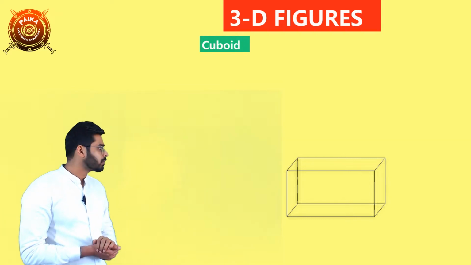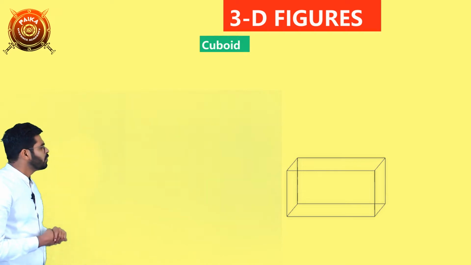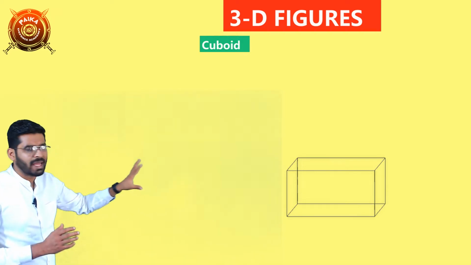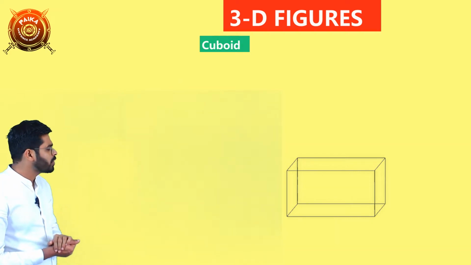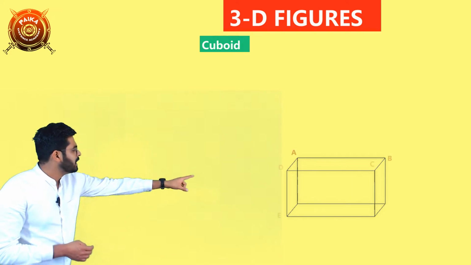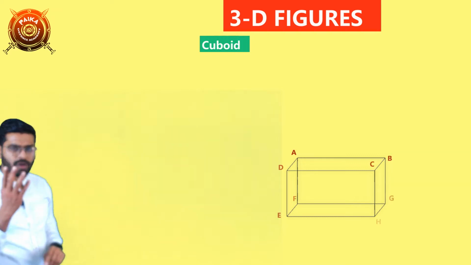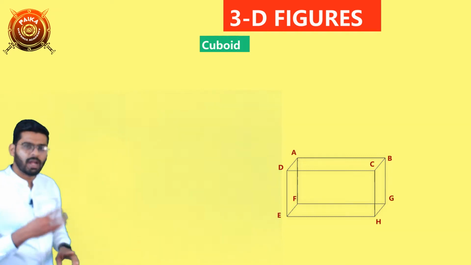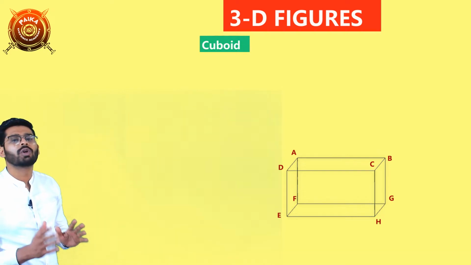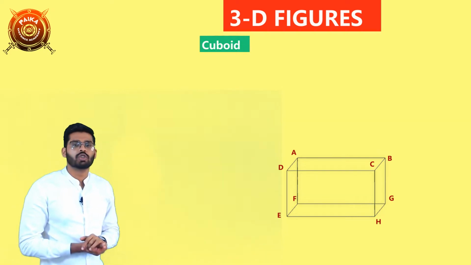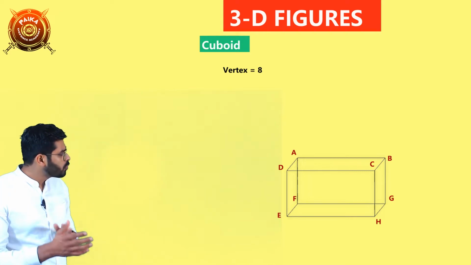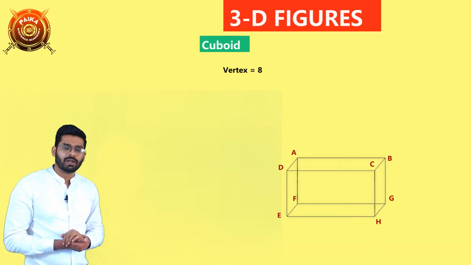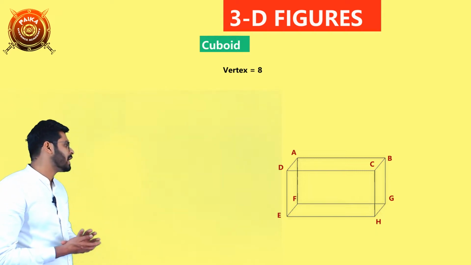Now if you see carefully here, we will count the number of vertices of the cuboid. You can see A, B, C, D, 4 vertices. Now E, F, G, H, another 4 vertices. So we have a total of 8 vertices in the cuboid. Now students, let's count the number of edges of this cuboid. Start counting the number of edges of the cuboid.